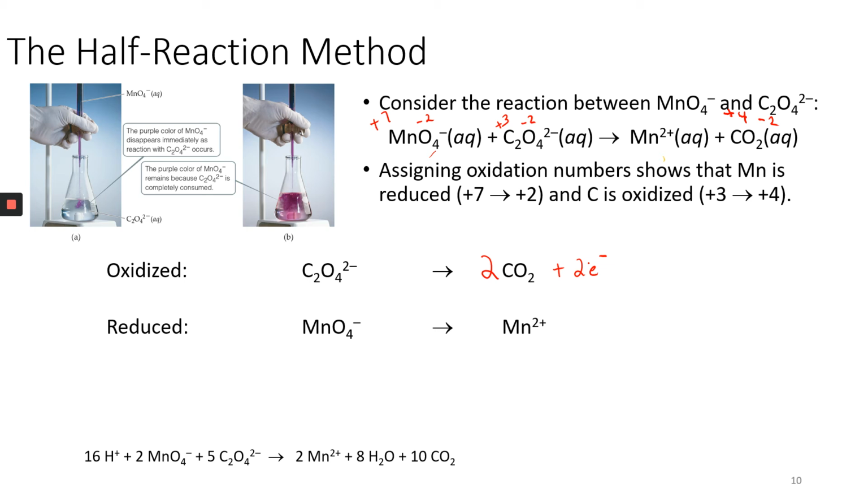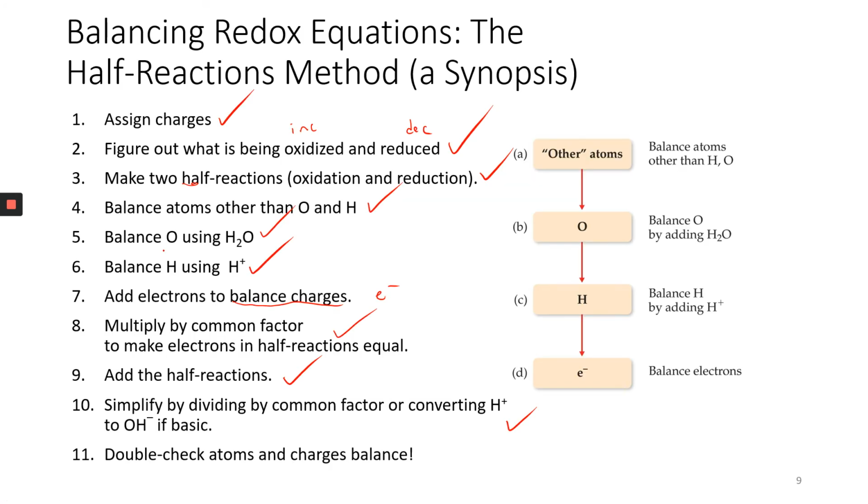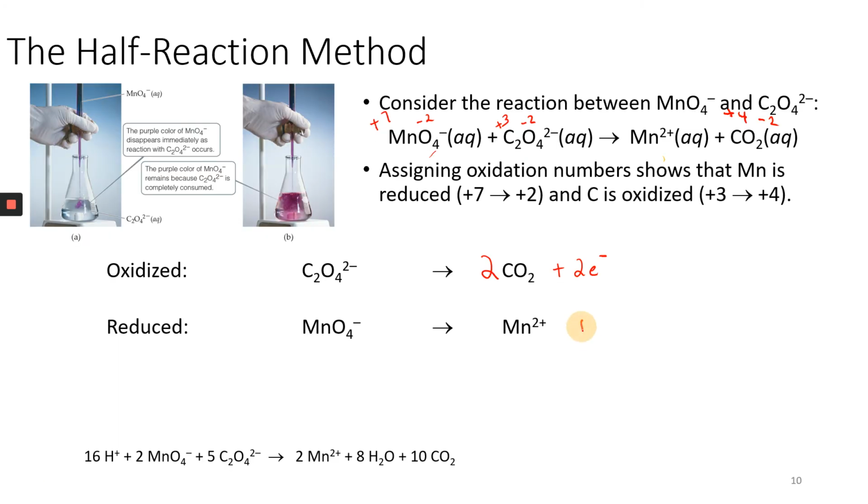Okay, let's look at my reduction one now. Balance my Mn. I have 1 Mn here and 1 here, so it's balanced already. But I have 4 oxygens. Do you remember how we said we balance oxygens? Well, let's go back and look. Balance oxygens by using water. So I need to add 4 waters here so I can have 4 oxygens.